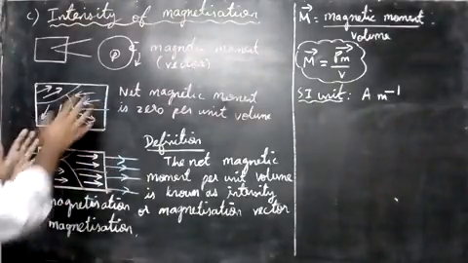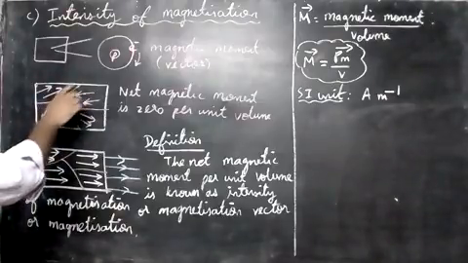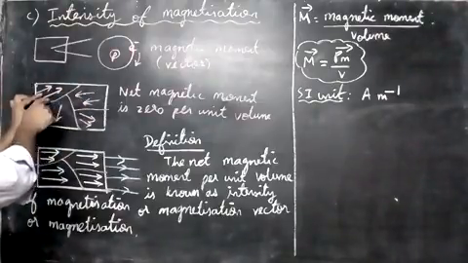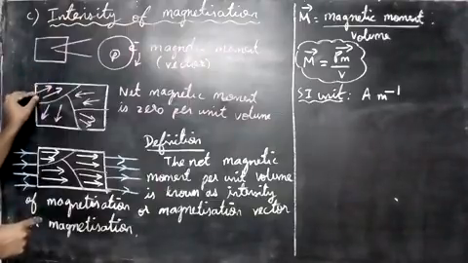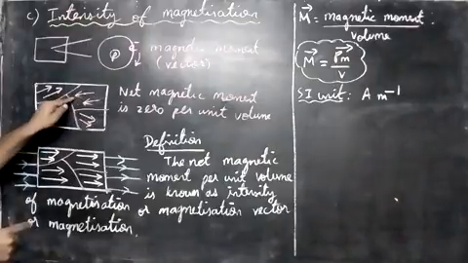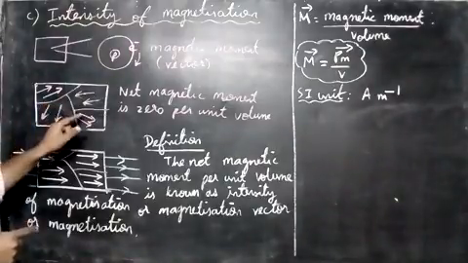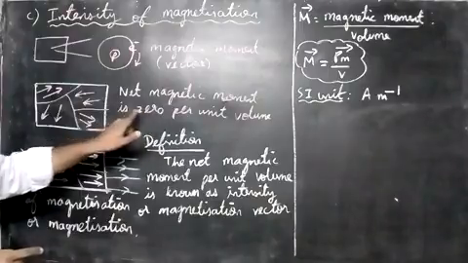In a substance there are many millions of atoms, and they will form a net magnetic moment. Let me take this portion here. In this portion, the magnetic moment will point this side, in this side it will point this way, here it may point downwards, here it may point this side. So you can say the net magnetic moment is 0 per unit volume.